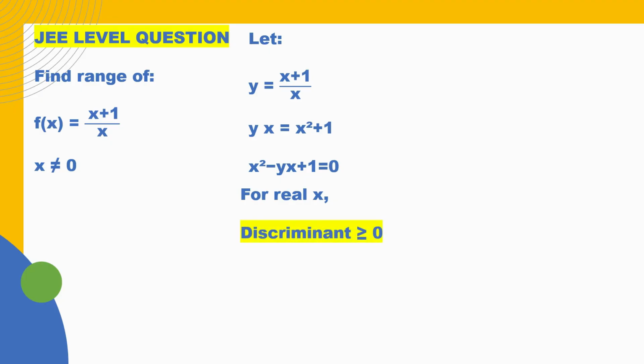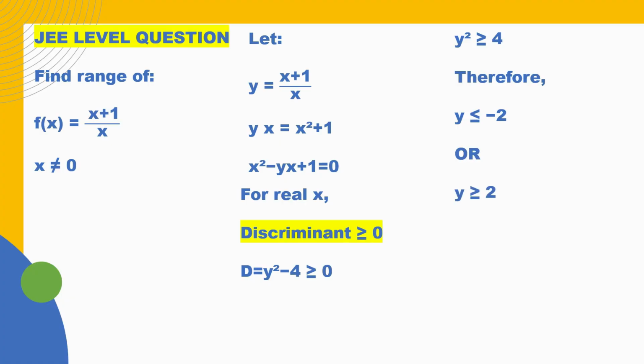For real solutions, the discriminant must be greater than or equal to 0. Solving the inequality gives y square greater than or equal to 4. So y is either less than or equal to minus 2 or greater than or equal to 2. So the function can never take values between minus 2 and 2. Therefore, the final range is minus infinity to minus 2, union 2 to infinity.